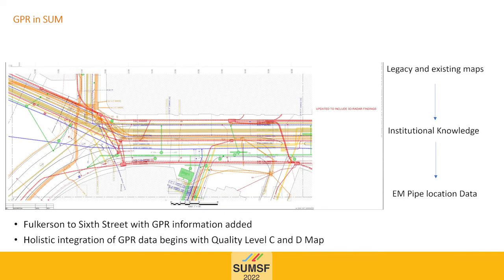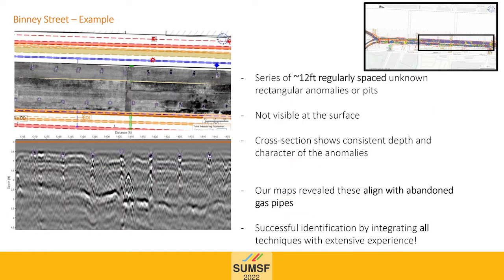The way our workflow goes is we start with our legacy maps, we add our institutional knowledge. This is decades of being used to the way that the construction goes in the particular region you're working in. All of the client information, all the asset owners, maps, everything we can amass. We add that all together, and we add our traditional EM pipe locating data. And then we use this map in the background to augment the way that we interpret the GPR. An example of this is one of the best examples I have.